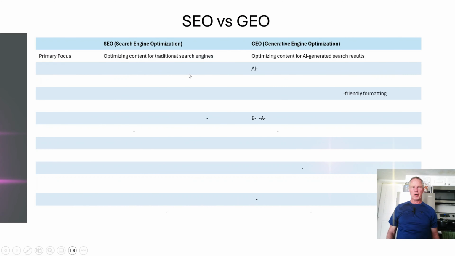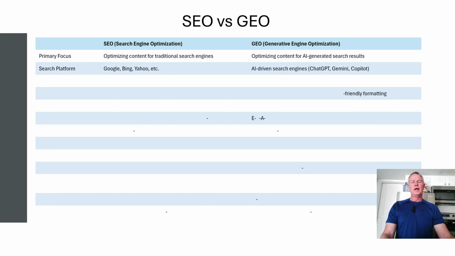So first, primary focus. Obviously, search engine optimization is towards traditional search engines, whereas GEO is towards optimizing content for AI-generated search results. Search platforms, Google, Yahoo, I think it's pretty obvious. Platform here would be ChatGPT, Gemini, Copilot, a little bit different. Next.